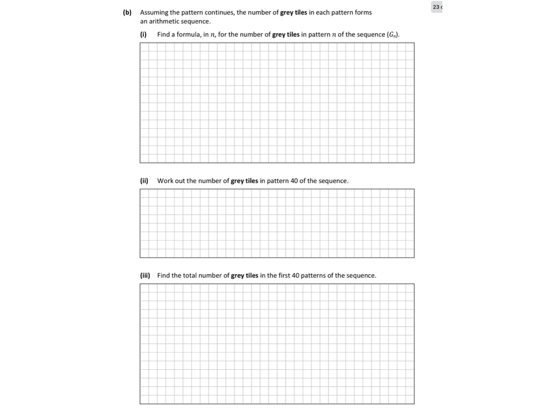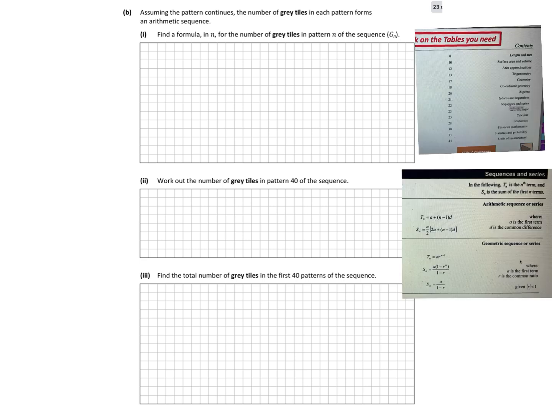Okay, so now we've figured out that this question is about patterns. I'm going to get my information on patterns opened on my log tables right now. Okay, so I've opened up my log tables. I've looked for sequences and series. I see it's on page 22. I've opened up page 22 of my log tables. There are two types of sequences here. The first one here is an arithmetic sequence or series, okay? And this is where there is a common difference between each of the numbers.